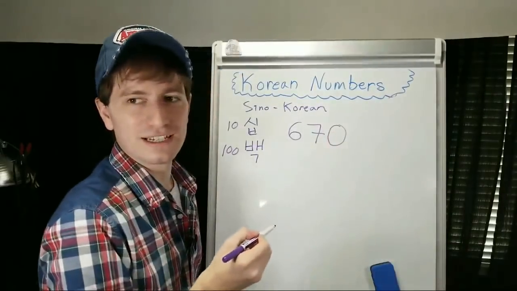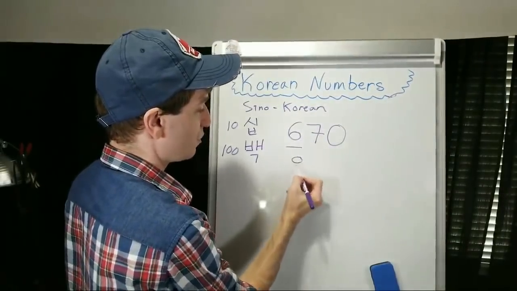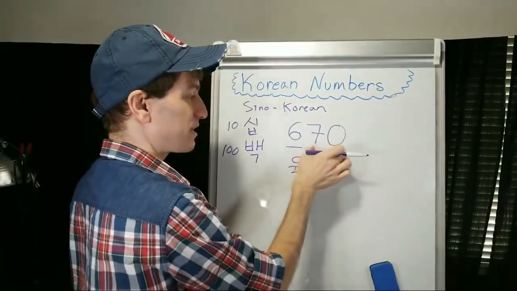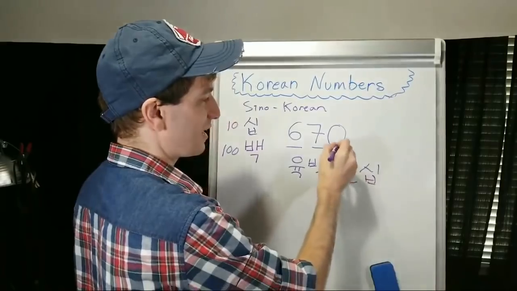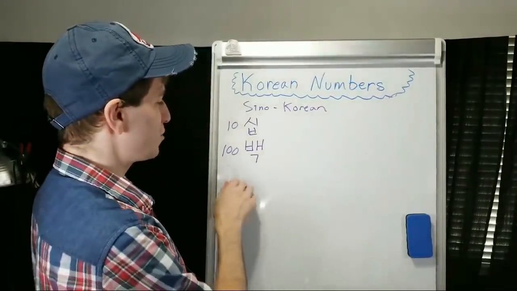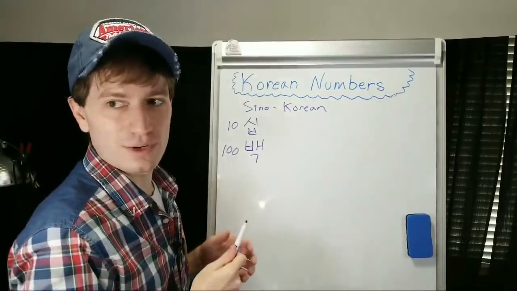Let's do 670. Again, we have 600s. So 6, 100. Then the next part is 70. So just like before, 7, 10. And then there's nothing else here, so it's just 670. But when we get to 1,000, there's a different number that we have to use.